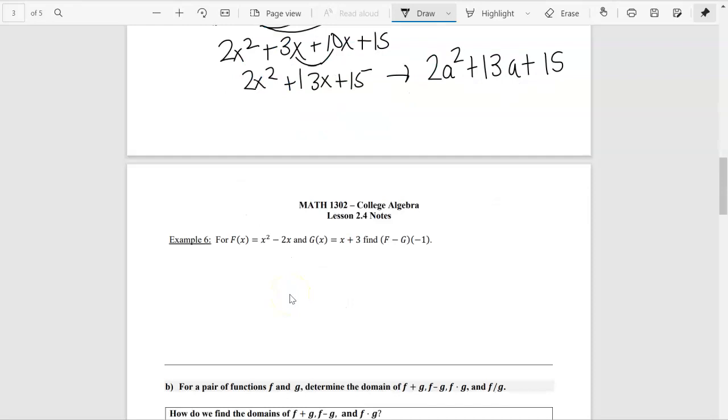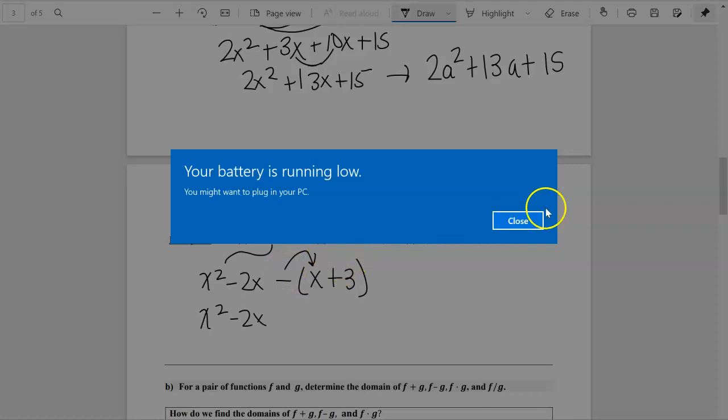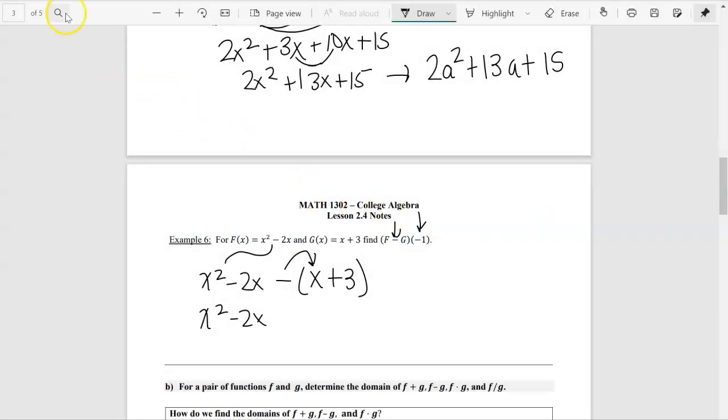Okay, this time we're subtracting again. We could use our calculator on this one because we're plugging in a number. So we're saying x squared minus 2x. They're asking us to subtract. So minus, make sure when you are subtracting you put it in parentheses. If we don't use our calculator, we would just distribute that negative. We're going to get negative x when we distribute that negative to the x, and then negative 3 when we distribute that negative to the 3.